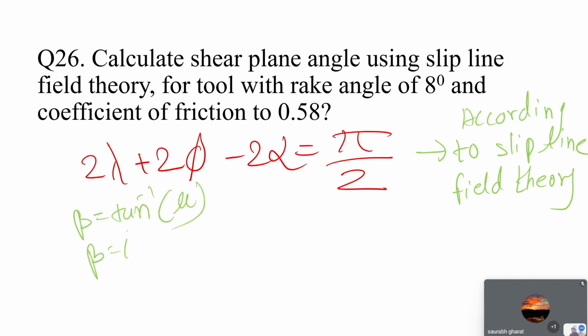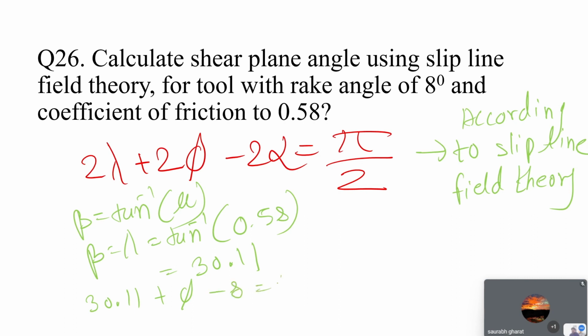So beta, which is equal to tan inverse of 0.58, which is 13.11. So just put it into the formula. Take the 2 common and take it out. So my equation will be phi plus beta minus alpha is equal to pi by 4, which is 45 degrees. Okay, this is my equation now.